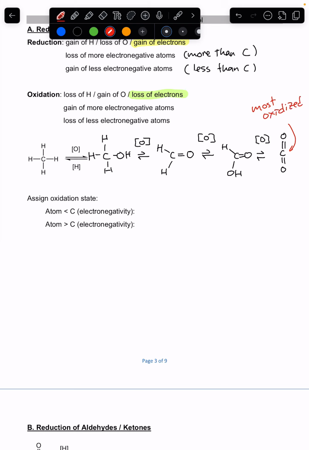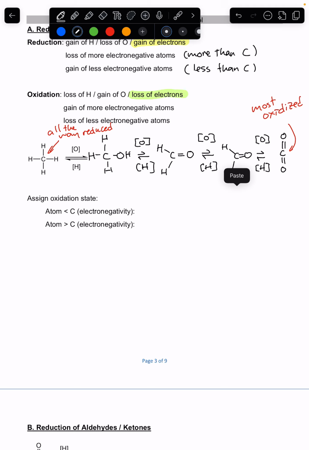And then of course this is all the way reduced. There are not very many things that are less electronegative than carbon, so this is pretty much as reduced as it gets. Now, in the opposite direction, from carbon dioxide to carboxylic acid, that's a reduction. This symbol means reduction. And then down to aldehyde, to the alcohol, and then further reduced to methane.